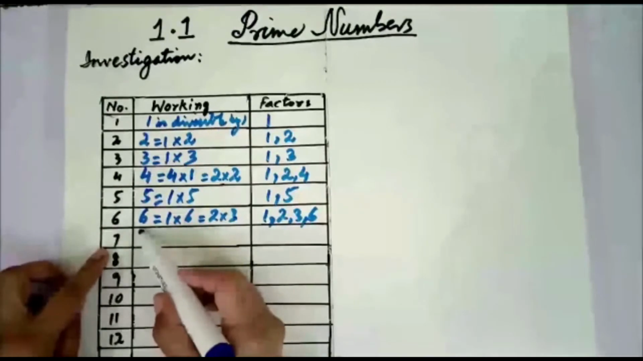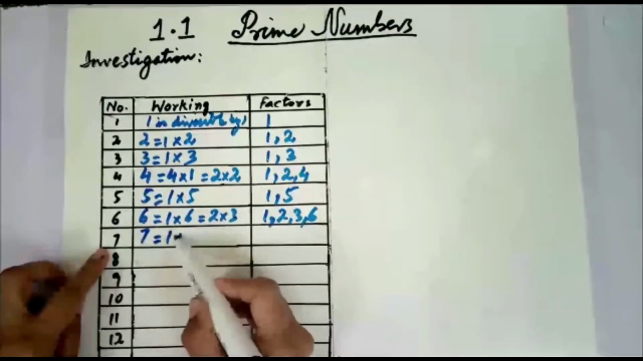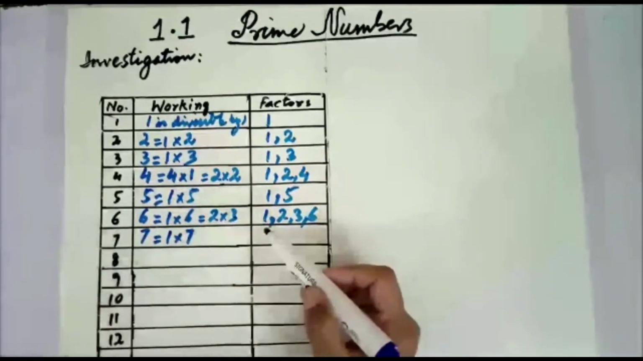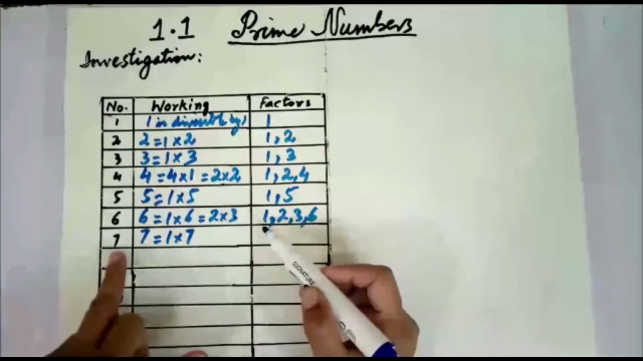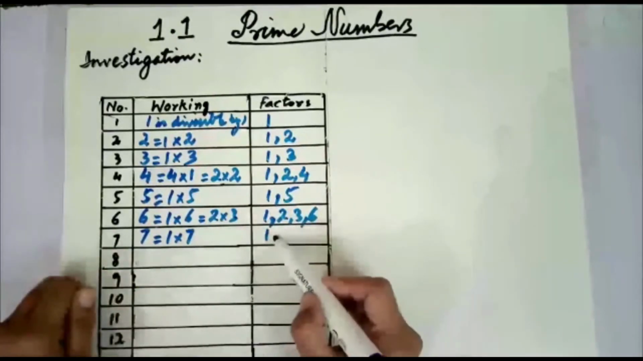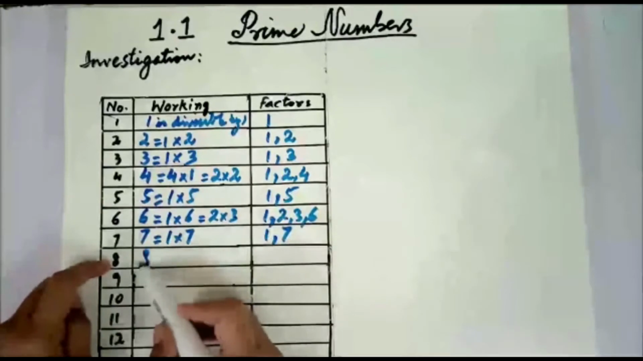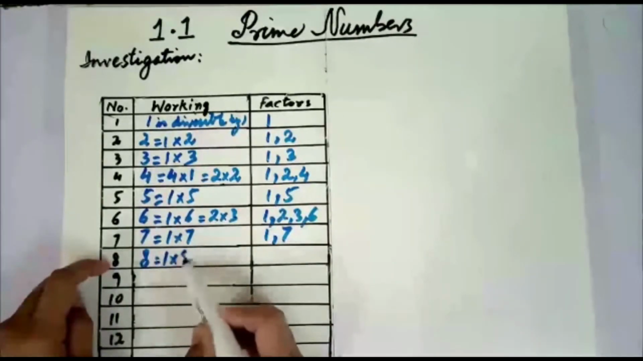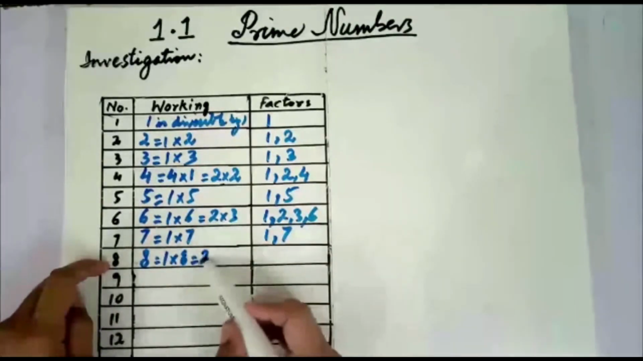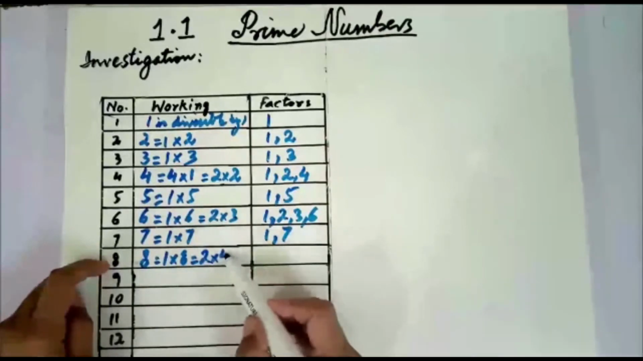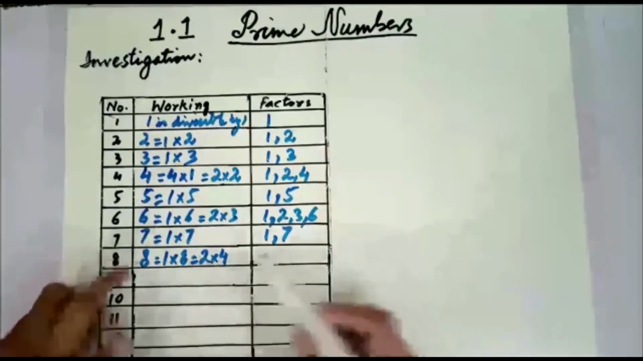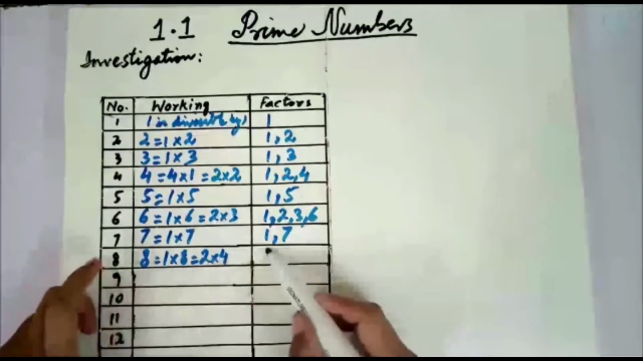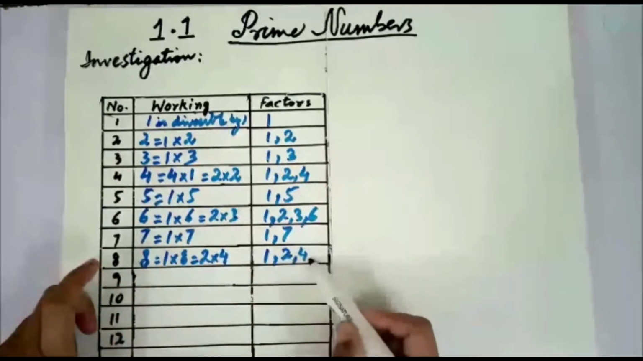Now 7. There would be only two factors of 7 because it comes only in the table of 7. So that would be 1 and 7. What about 8? That would be 1 multiplied by 8 is equal to 2 multiplied by 4. So there would be 4 factors, 1, 2, 4 and 8. So I will write here 1, 2, 4, 8.